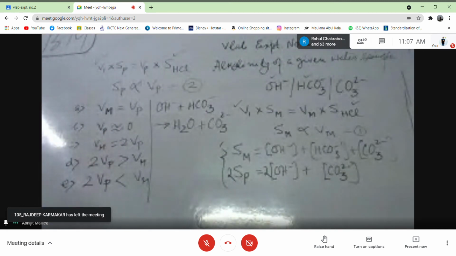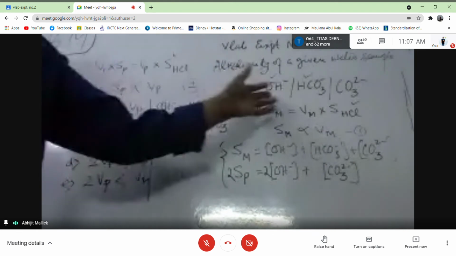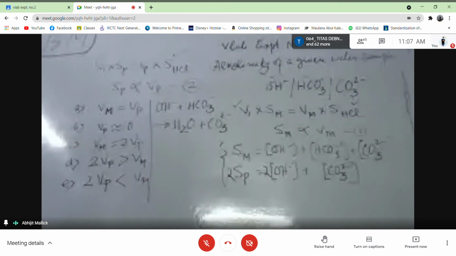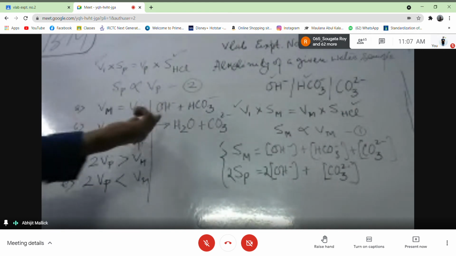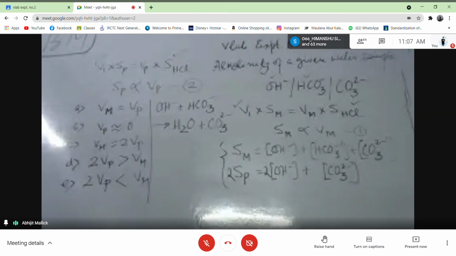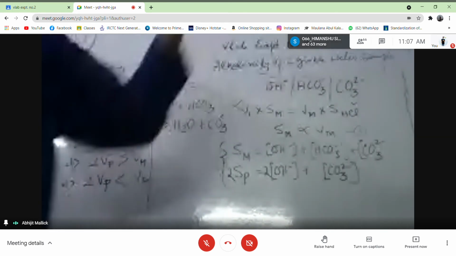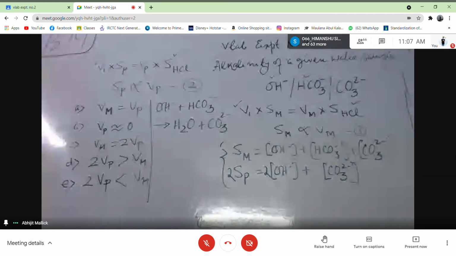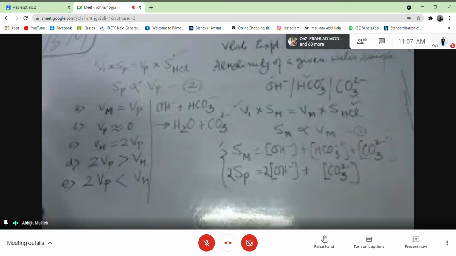So a mixture of these two radicals is impossible. The mixture of these two radicals cannot exist. If present, this reaction will occur and it is converted to carbonate ion only. Then the system contains only that ion, nothing else will remain. Okay? And that's why only 5 cases are possible. No more than 5 cases are possible, only 5 cases.